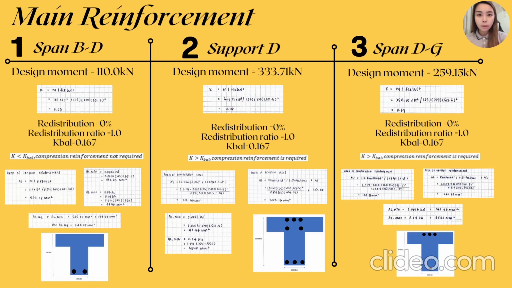Next is main reinforcement. Main reinforcement can be divided into 3 parts. First is span B to D. Since the K in span B to D is smaller than K balance, compression reinforcement is not required. Also, I found that the AS required is larger than the AS minimum, hence the 2H25 group bar is used. Next, since the K is larger than the K balance, compression reinforcement is required in support D and span D to G. Also the AS required in support D and span D to G is larger than the AS minimum, hence in support D, 5H25 is used for tension and 3H16 is used for compression. For D to G, 3H25 is used for tension and 1H16 is used for compression.